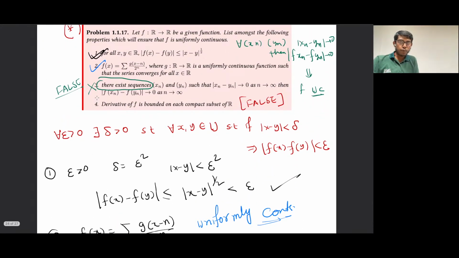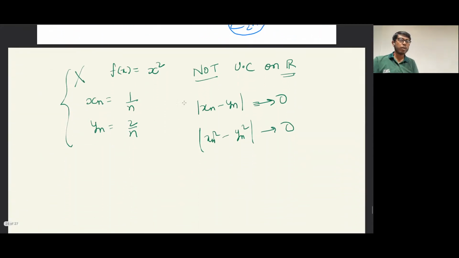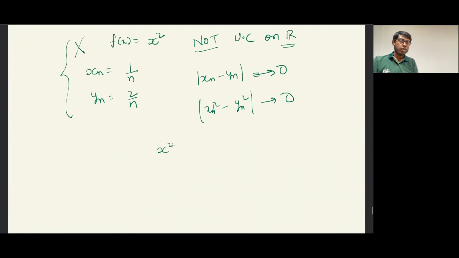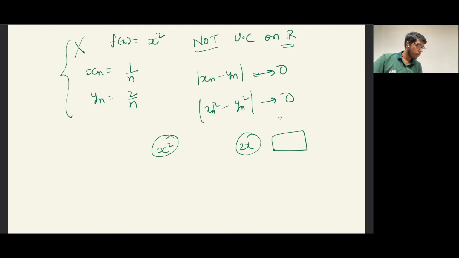Let's see the fourth option. It says that the derivative of f is bounded on each compact subset of R. That's of course false. For example, you can take x squared. The derivative is bounded on each compact interval because it's a continuous function, but it is not uniformly continuous.